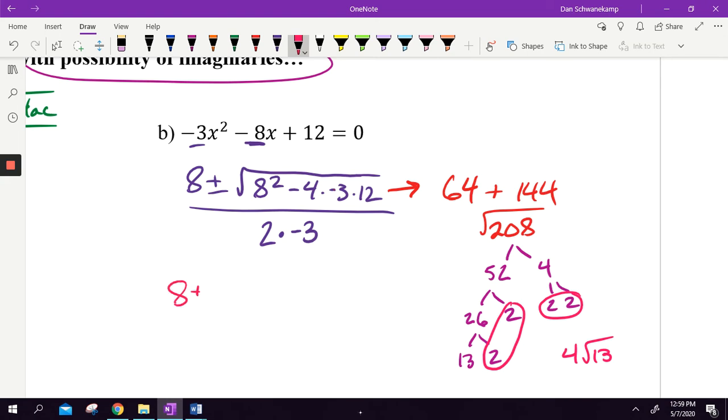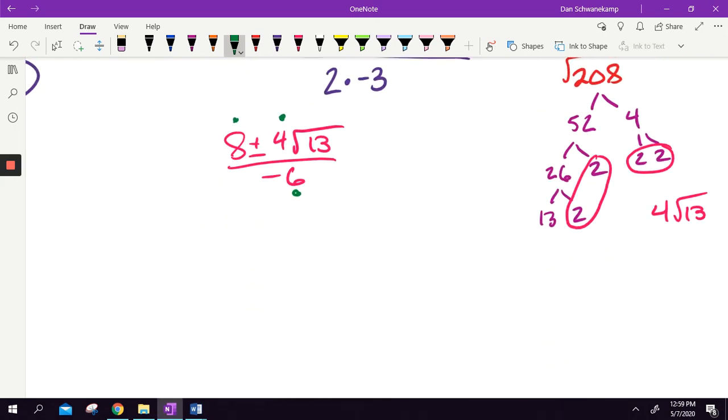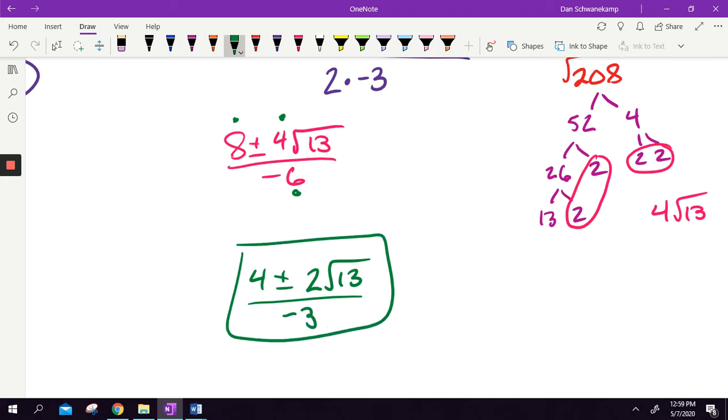So it's 8 plus or minus 4 radical 13 all divided by negative 6. Can you reduce all of these numbers by the same number? And the answer is yes. I can divide them all by 2. 8 divided by 2 would be 4. 4 divided by 2 would be 2. And negative 6 divided by 2 would be negative 3. That's as far as I can simplify. That's going to be my answer.